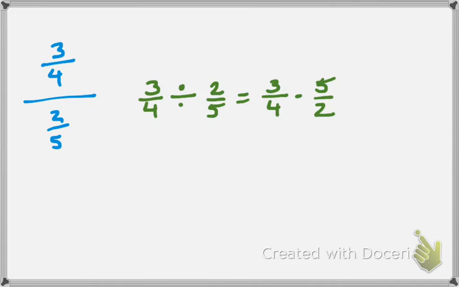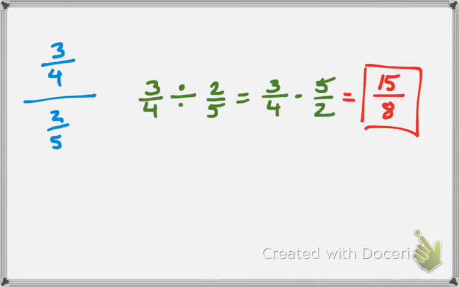So we would then change it to multiplication and multiply by the reciprocal. So 3/4 divided by 2/5 is the same thing as 3/4 times 5 over 2. And then we know that answer would be 15 over 8. And we would reduce that if possible. Remember, your answers can be improper. A mixed number does not mean more simplified.